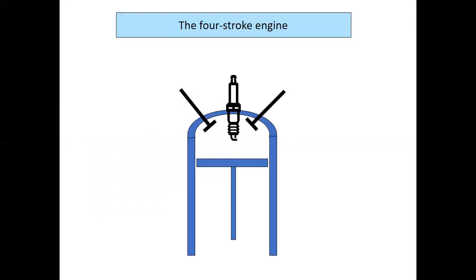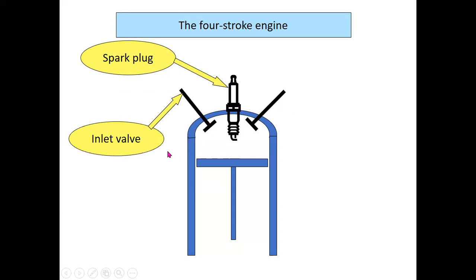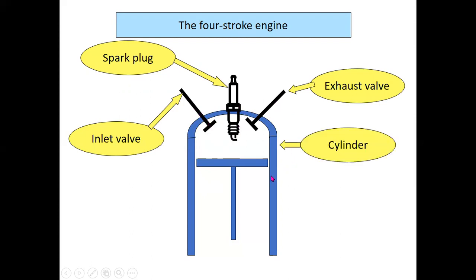Coming to the process of the four stroke engine, we generally have a spark ignition engine with one spark plug. So this is the spark plug, and these are the two valves, the inlet valve and the exhaust valve, and this is the engine cylinder or cylinder block. This is the piston cylinder arrangement.